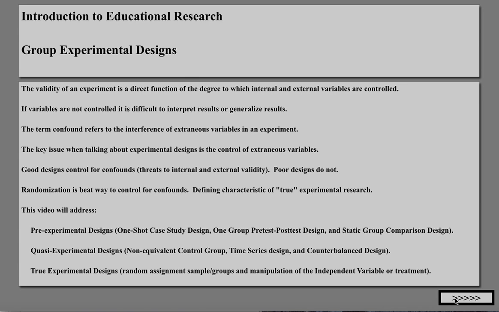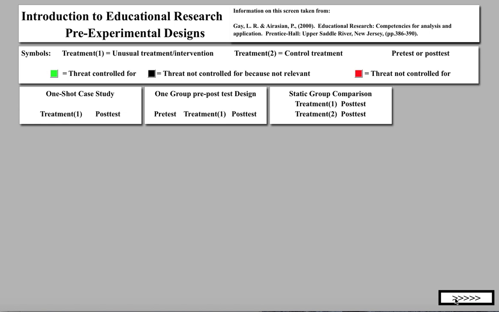Well, okay, so let's take a look at some designs here now. These are pre-experimental designs, and by the way, this is the reference where this information comes from, Gay's book on educational research. Now, let's just take a look at these symbols for a minute up here.